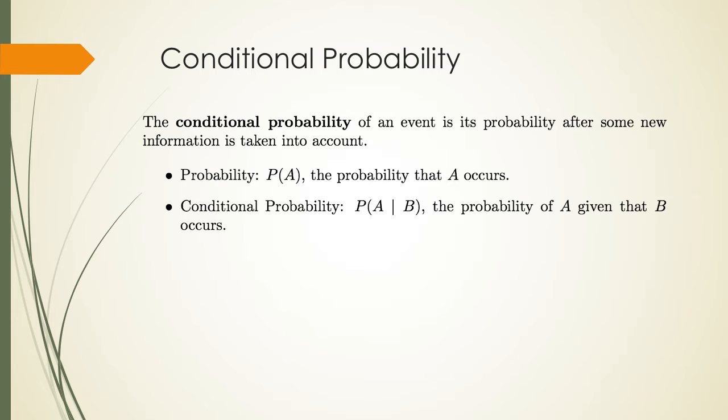We can formalize the relationship between dependent events using conditional probability. The conditional probability of an event is its probability after some new information is taken into account. Here's some notation we'll use to represent this. Recall that P of A is the probability that A occurs. The conditional probability, written P of A given B, is the probability that A occurs given that B occurs.